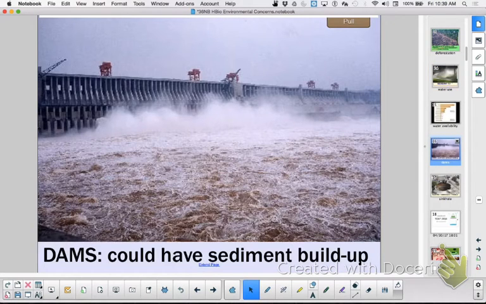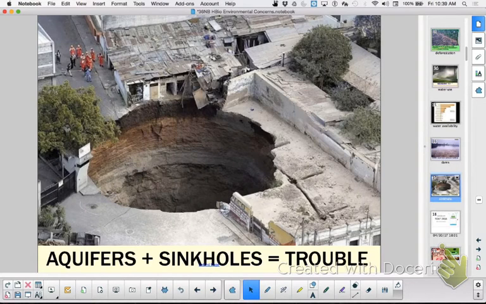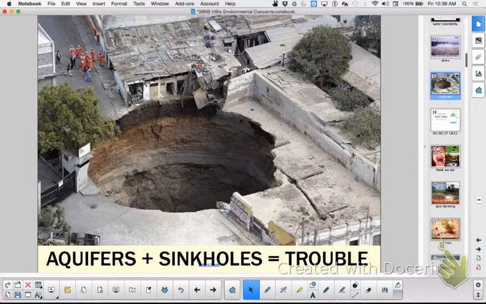We talked about dams, but that could lead to sediment buildup. We talked about removing water from underground. What do you call those underground pockets of water? Aquifers, but if we do too much of that, we could get a sinkhole. Perfect. Okay, so we did land, we did water, food.